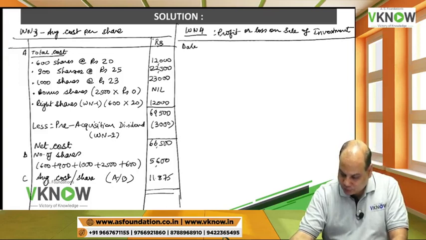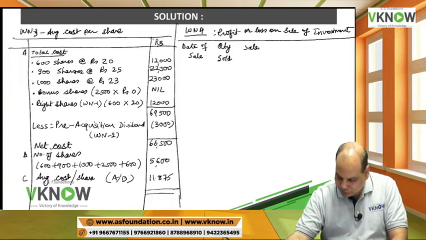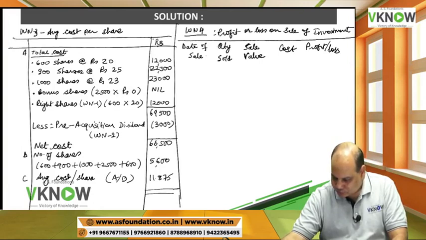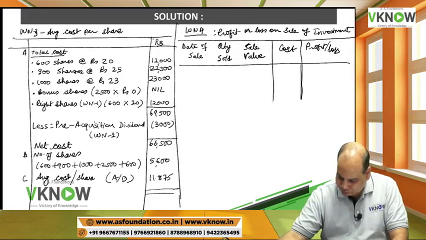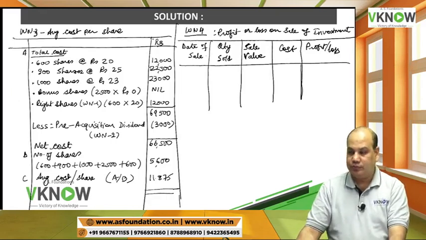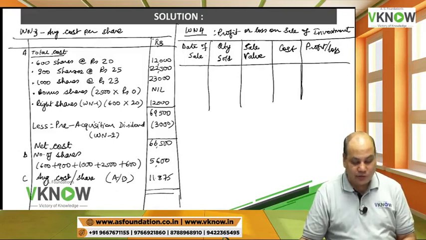Write down date of sale, quantity sold, sale value, cost, and profit or loss. 5 columns only. Go back to your question. In the question, there is a table. Last 2 lines of the table.